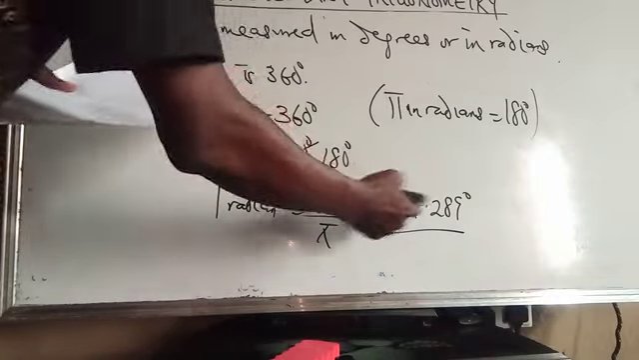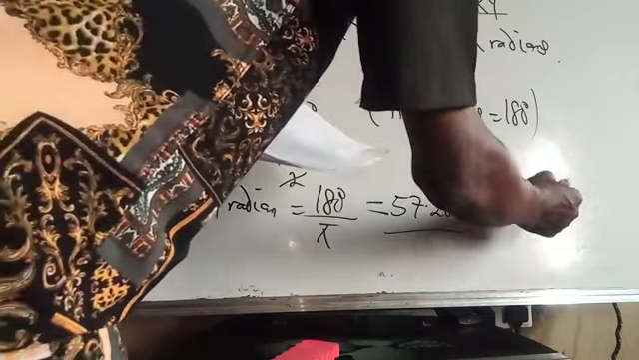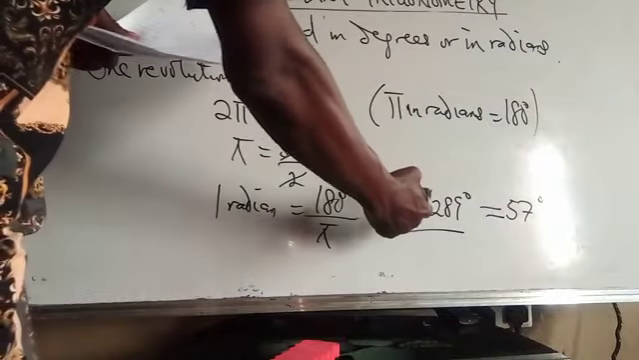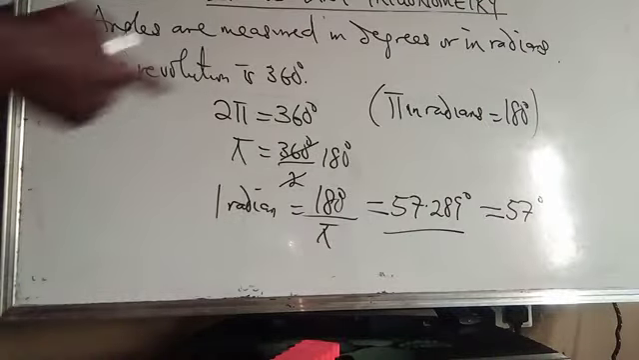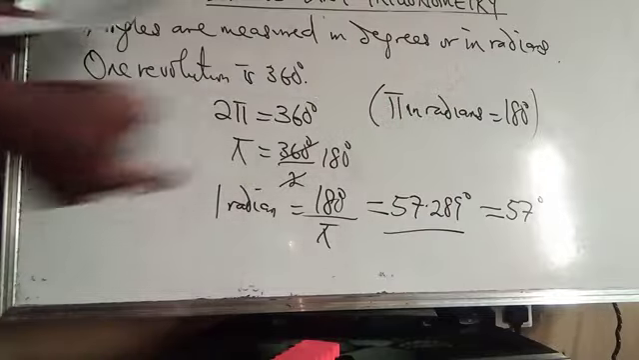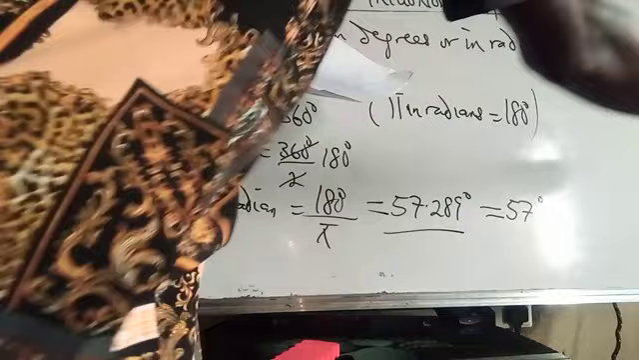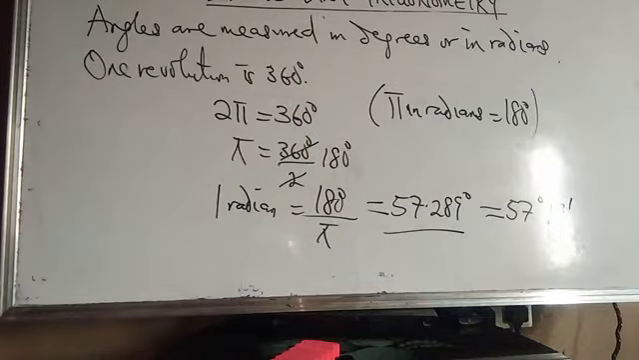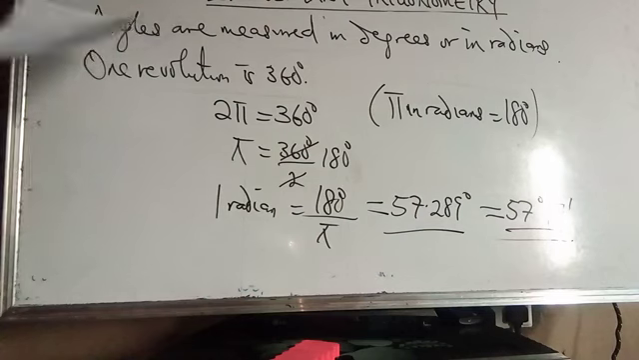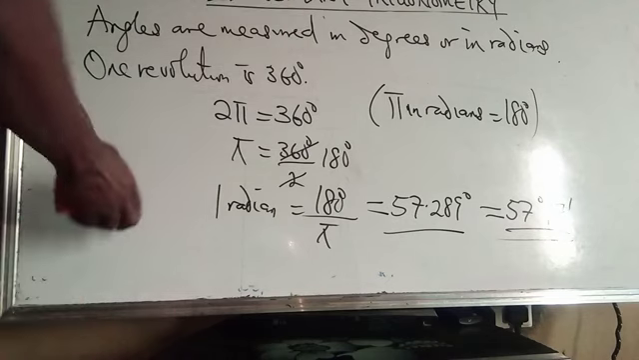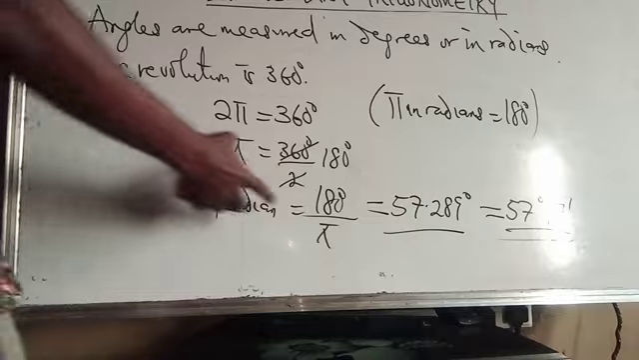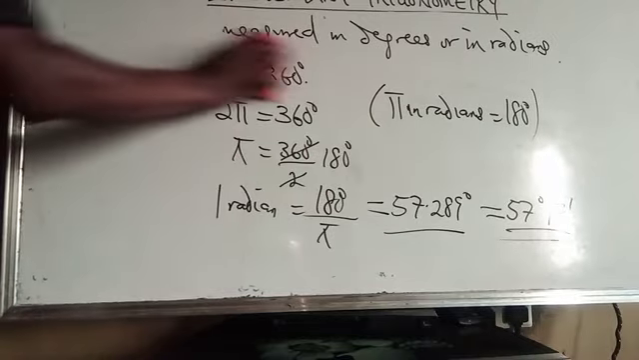Now, how do you convert this to degrees and minutes? The whole number is 57 degree, and what you are left with is 0.289. Multiplying 0.289 by 60 gives you 17 point something. So you take the whole number, 17, and write 57 degree 17 minutes. We have been able to see the conversion from 1 radian to degree: 1 radian is equal to 180 degree all over pi.